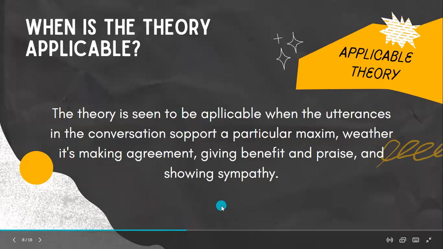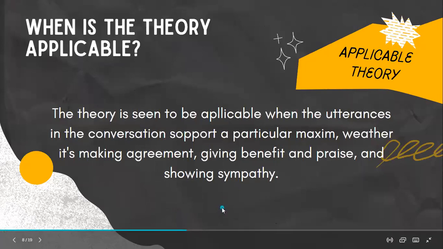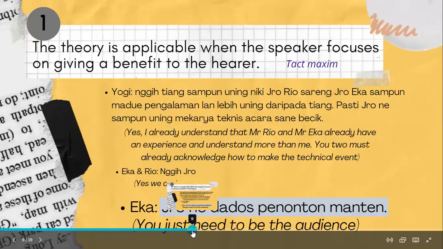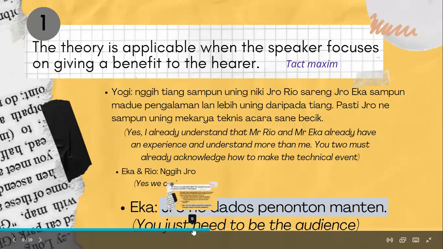The next is applicable theory. When is the theory applicable? The theory is seen to be applicable when the utterance in the conversation supports a particular maxim, whether it's making agreement, giving benefits and praise, and showing sympathy. Next slide, please. Okay, we move on to the analysis.